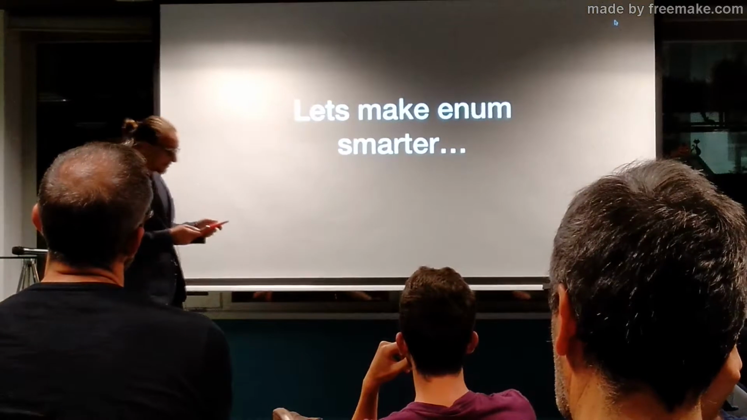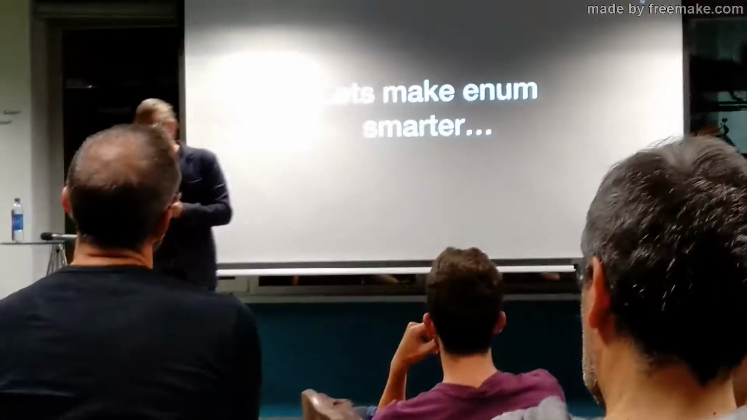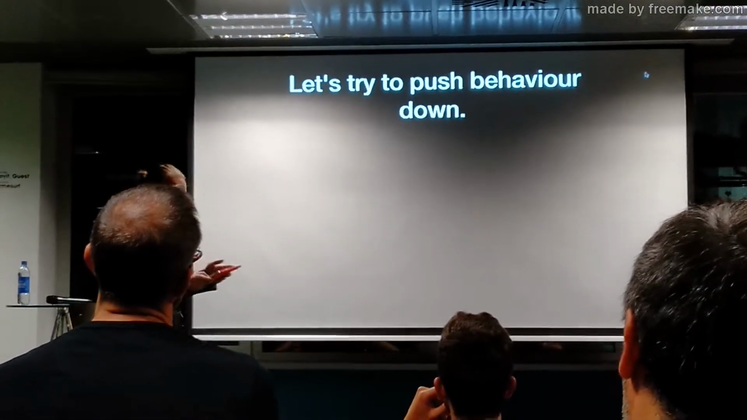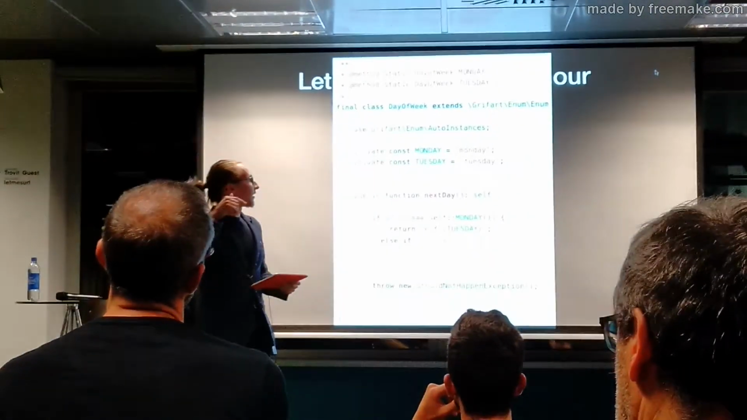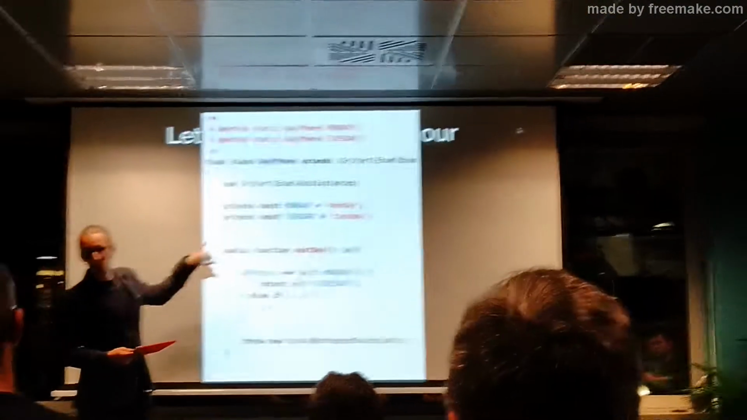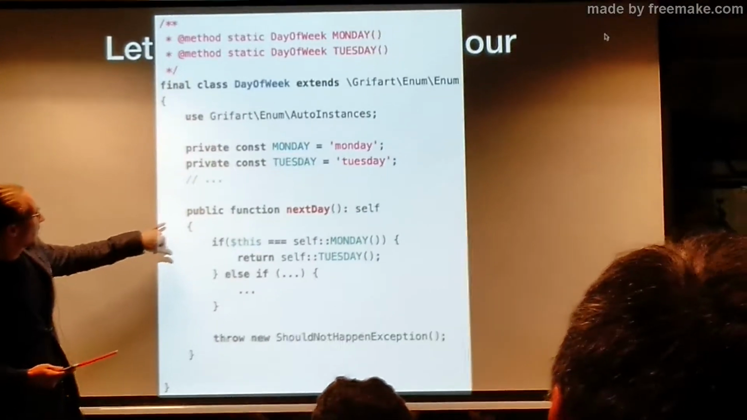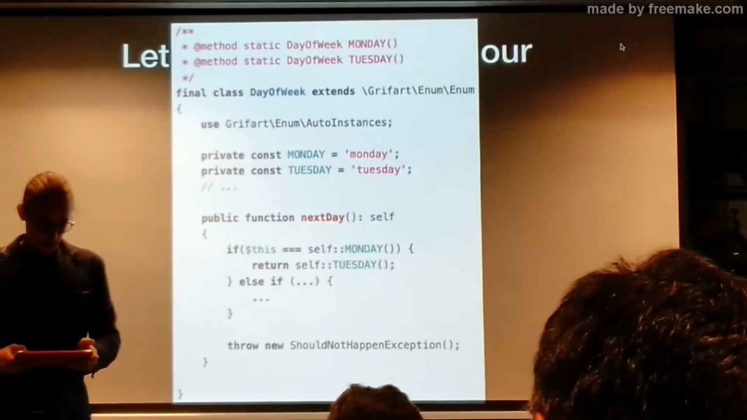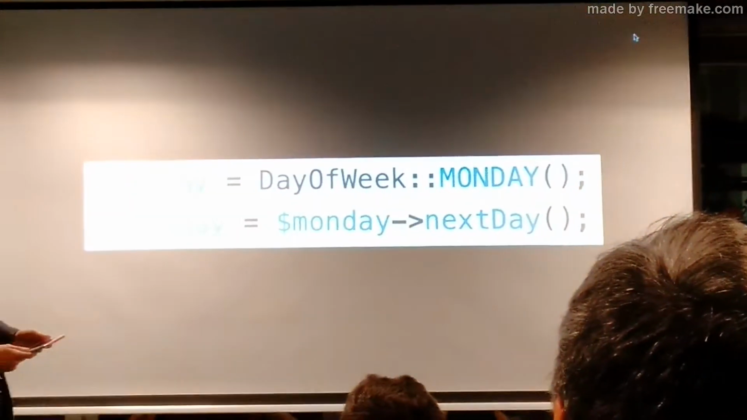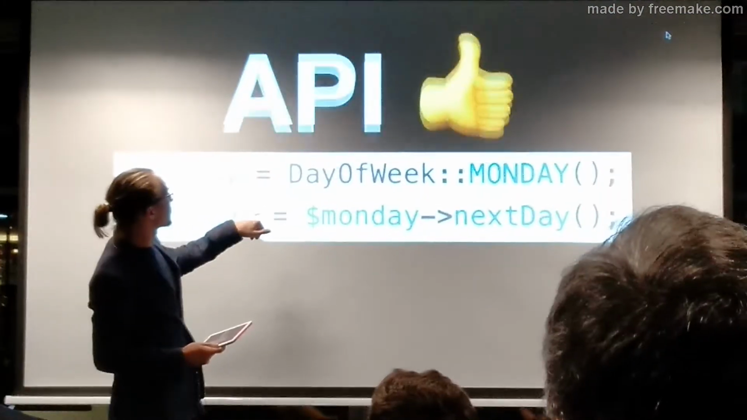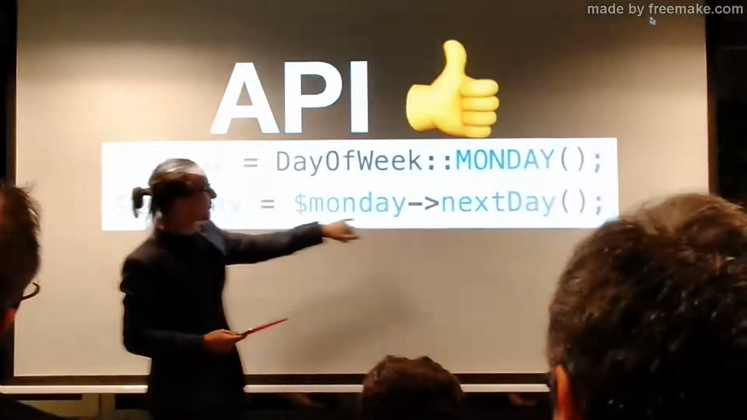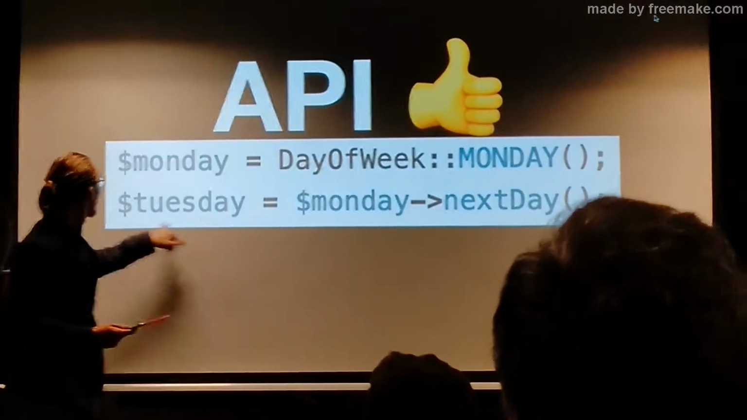But it hasn't solved anything yet. And so let's try to push behavior down. It was that function, so we just moved that function, which was global there, into the enum. So we can call the function directly on every value. So the API now looks better. There is DayOfWeek, Monday, and you can call nextDay. That's our domain logic. And you get Tuesday.